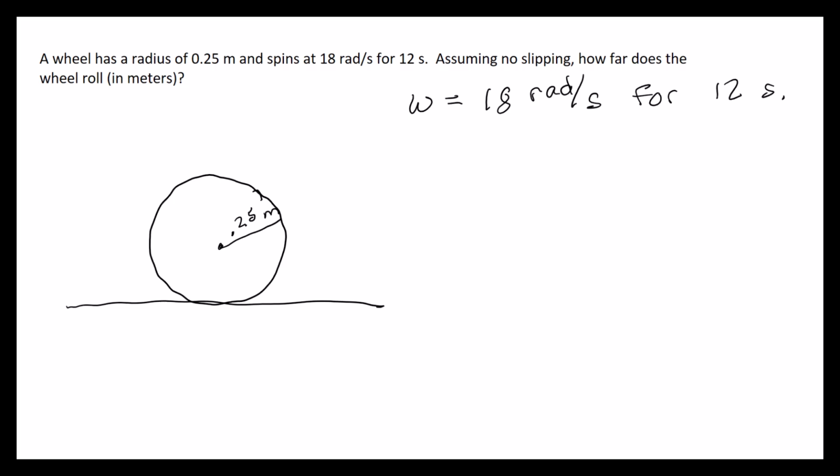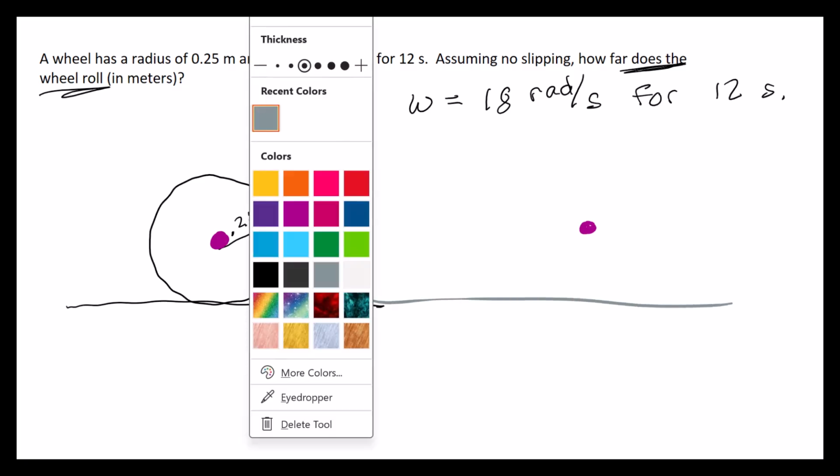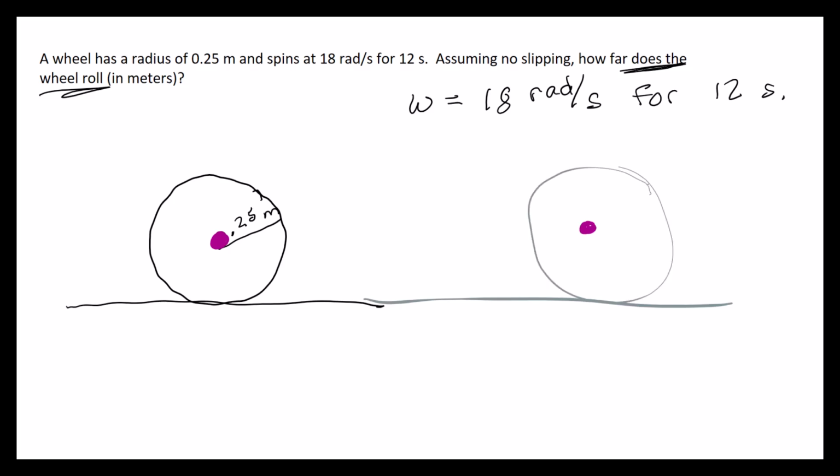Whenever it's asking how far the wheel rolls, if you're going to measure how far the wheel rolls, it starts here and it goes here. So you're really measuring it based on its center of mass, sort of. It started there, it's going to end up over here, and we want to know what that length is. This actually isn't too bad.